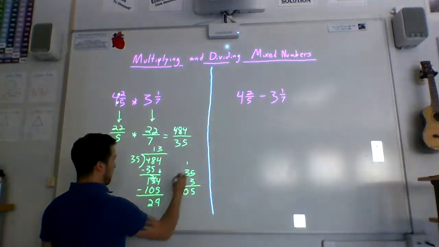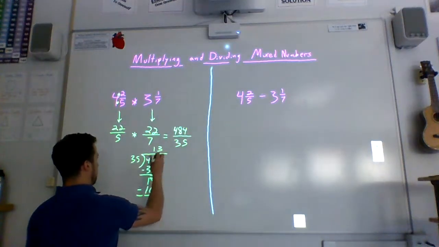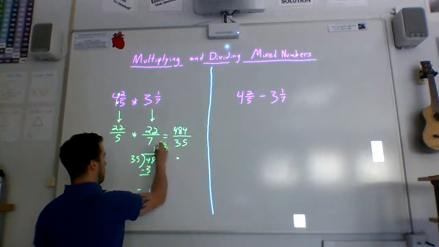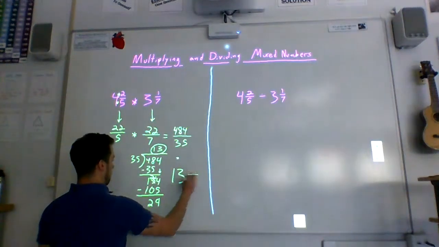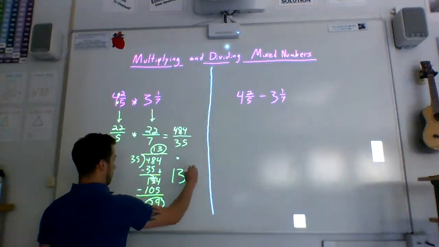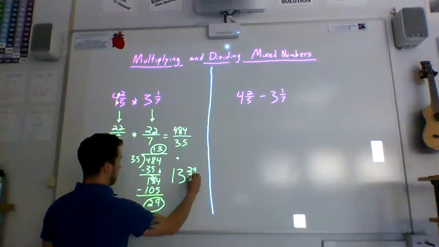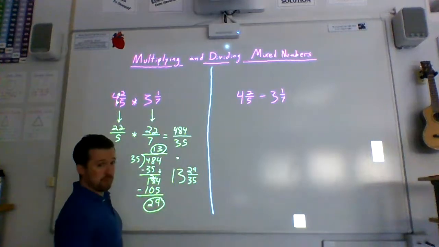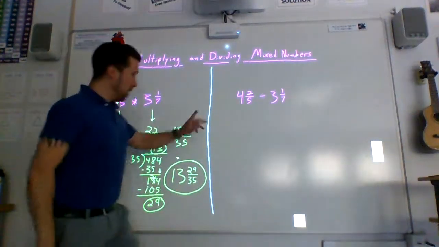So in the end, I've divided. I found my whole number. I have my remainder, which is my numerator. And then I have my denominator, which is the denominator I started with. So the correct answer is 13 and 29 35ths. All right, moving over here.